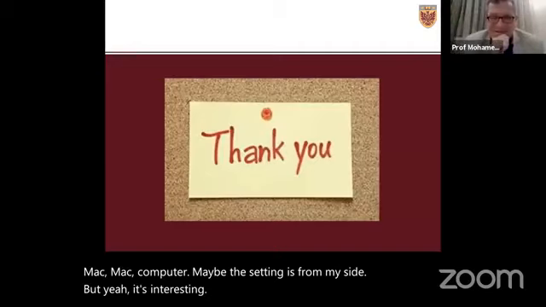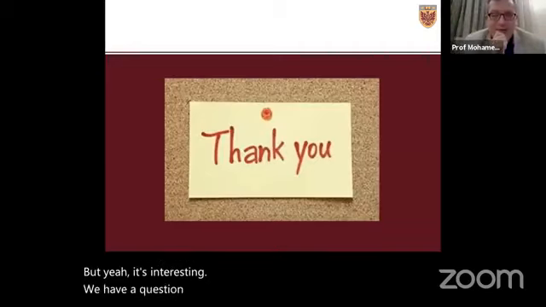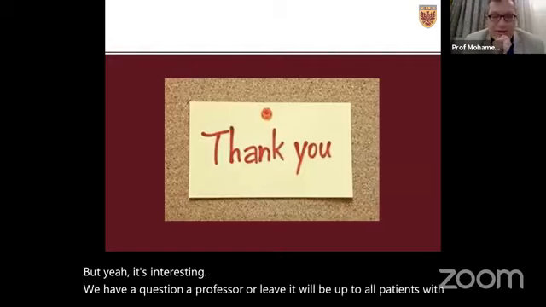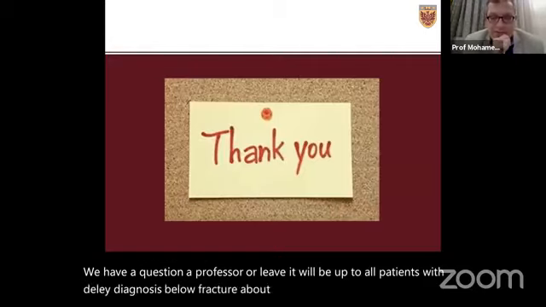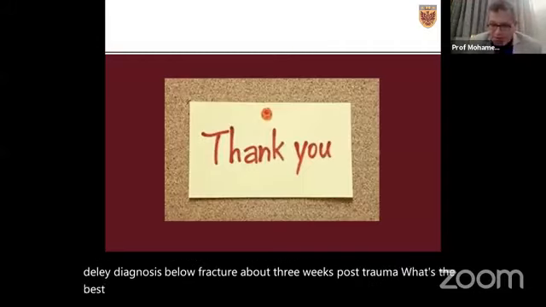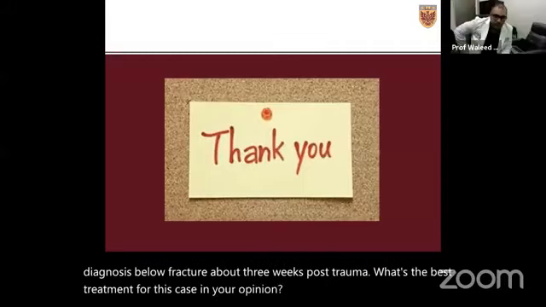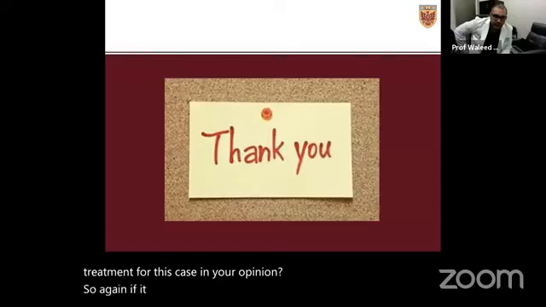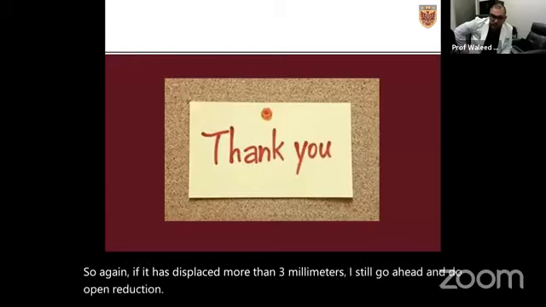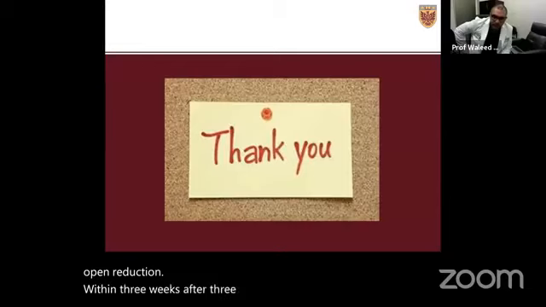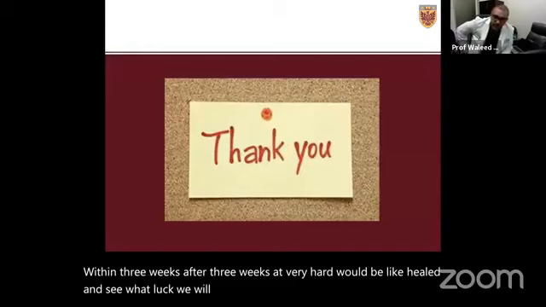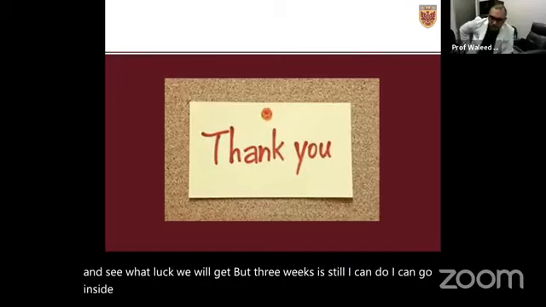We have a question, Professor Waleed. A 12-year-old patient with a delayed diagnosis of a triplane fracture, about 3 weeks post-trauma. What's the best treatment for this case, in your opinion? So again, if it is displaced more than 3 millimeters, I still go ahead and do an open reduction within 3 weeks. After 3 weeks, it's very hard, it's already healing, and we'll see what luck we will get. But at 3 weeks, I can still go inside and be able to do a reduction.